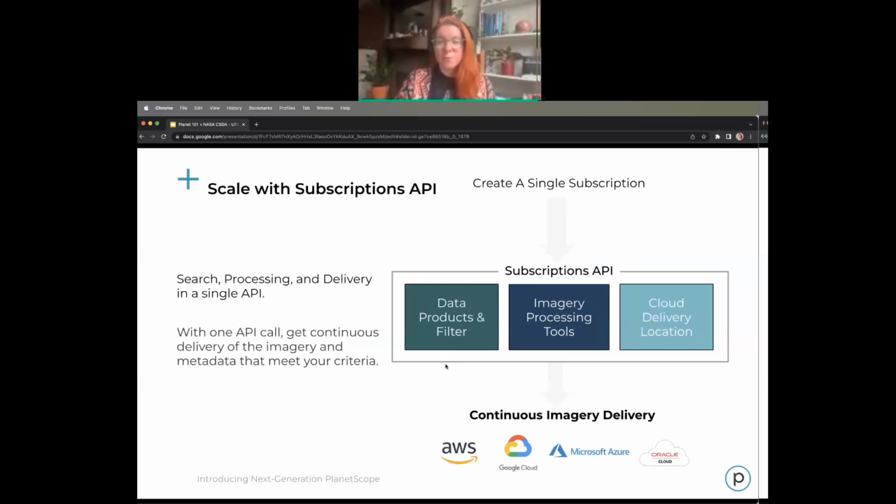So for the subscriptions API, you can have images delivered to a bunch of different cloud buckets. So if you're using Amazon, Google, Microsoft, Oracle, we can do cloud delivery to any of those. We can also do it to on-prem sites as well if you're working with a local server. But if you're doing huge downloads, it's a lot easier to do it through the cloud because you're probably having massive data volumes.